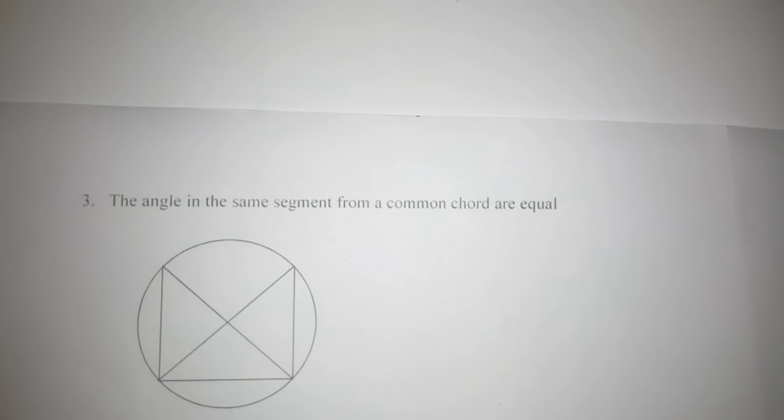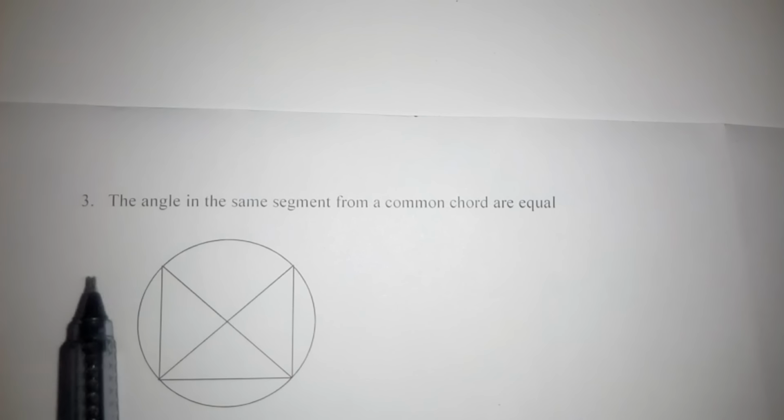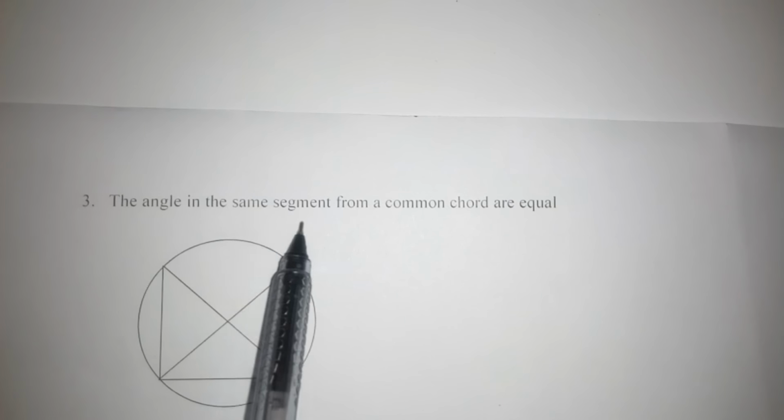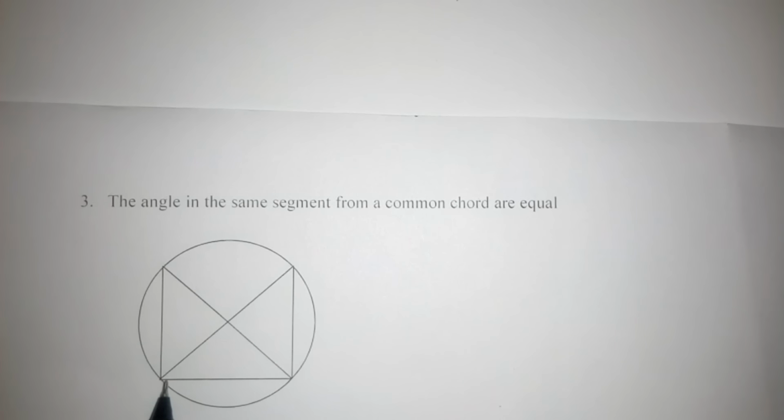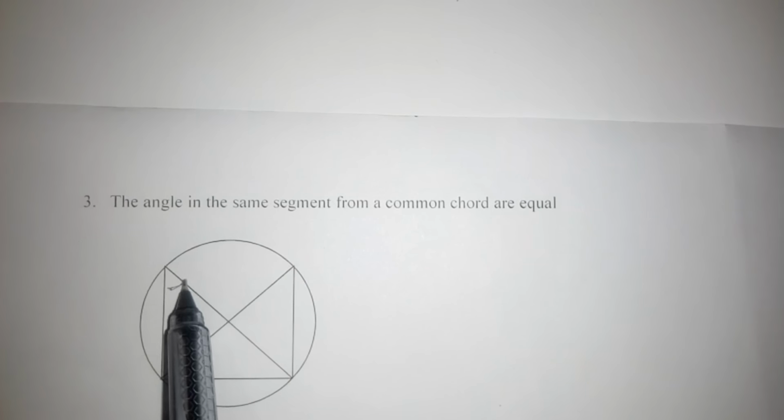Let's go to another one. We'll call this property number 3. It says the angles in the same segment from a common chord are equal. If you can see this chord over here, and there's an angle formed somewhere here, up here.